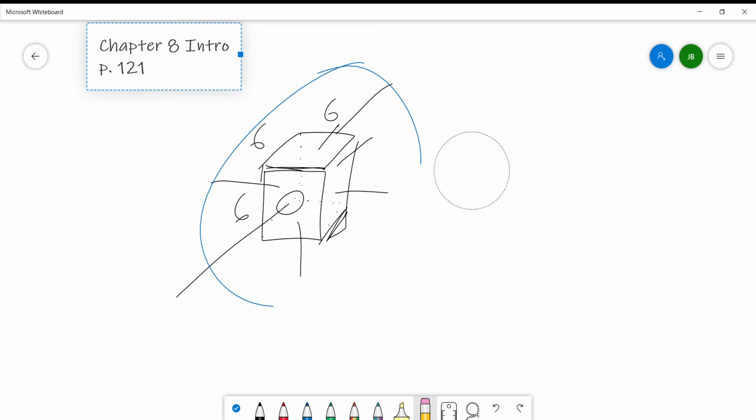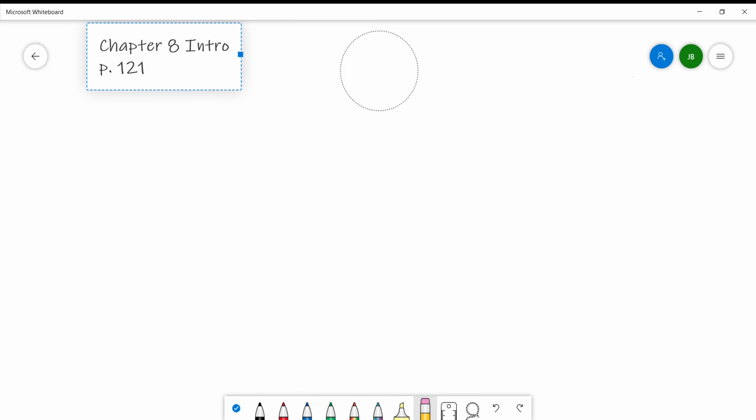Cool. So guys, this is one of those times when I really wish we were in a classroom together because this is really hard to do on a video. 3-dimensional figures. Are you kidding me? We're looking at the bottom of page 121. It said find the surface area of a square pyramid.